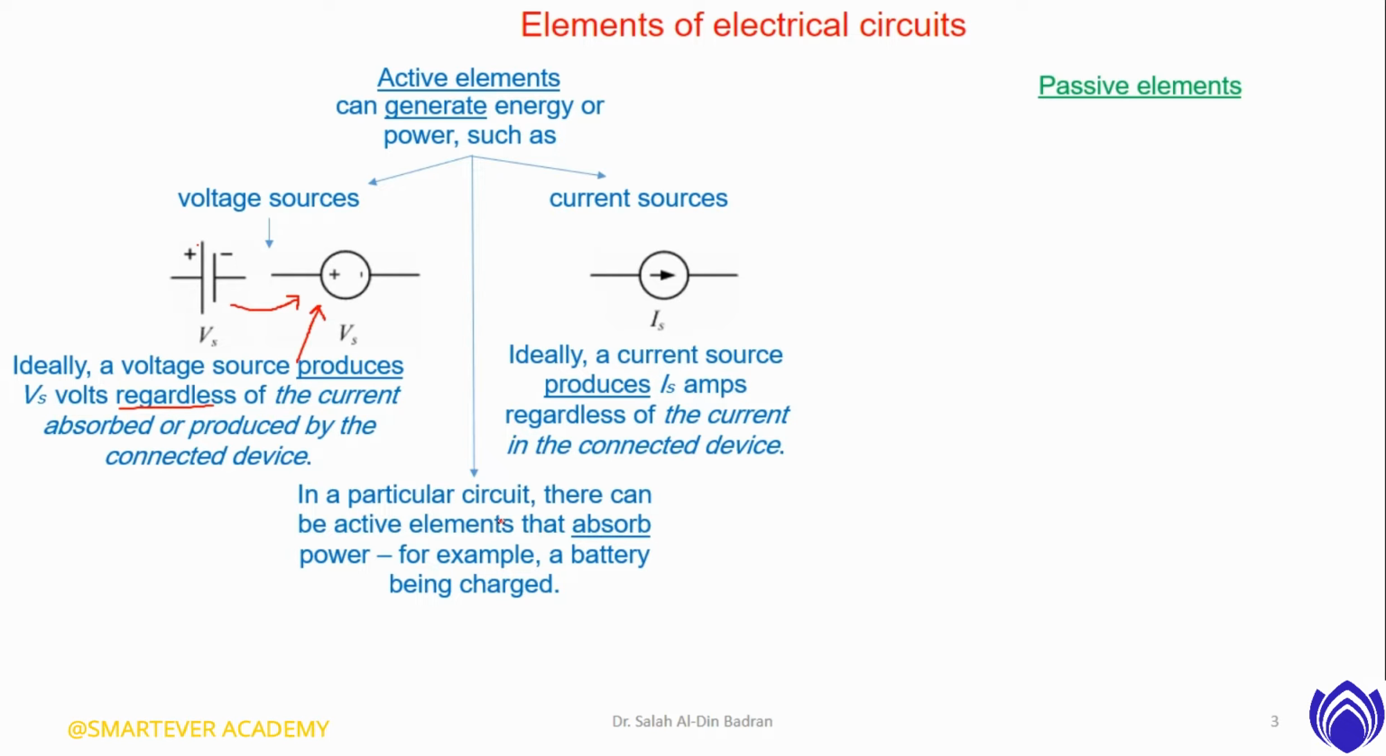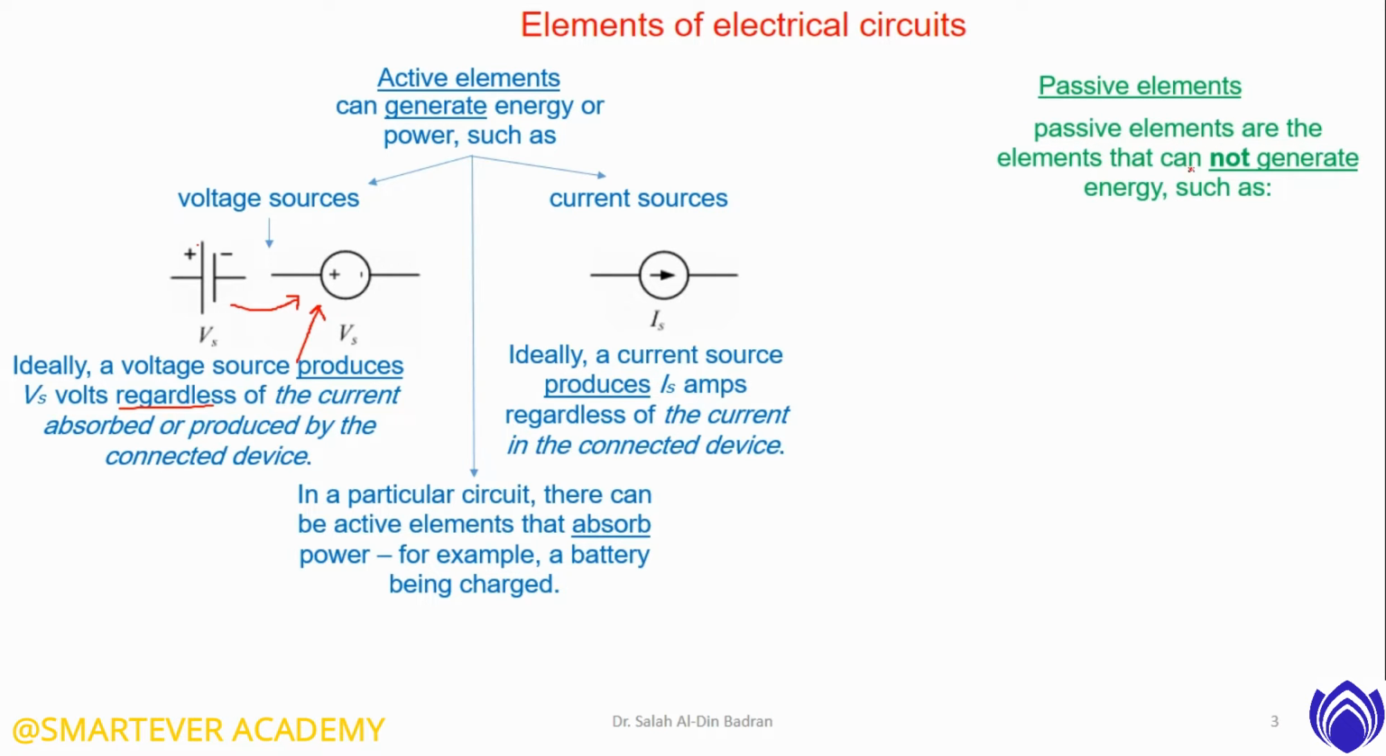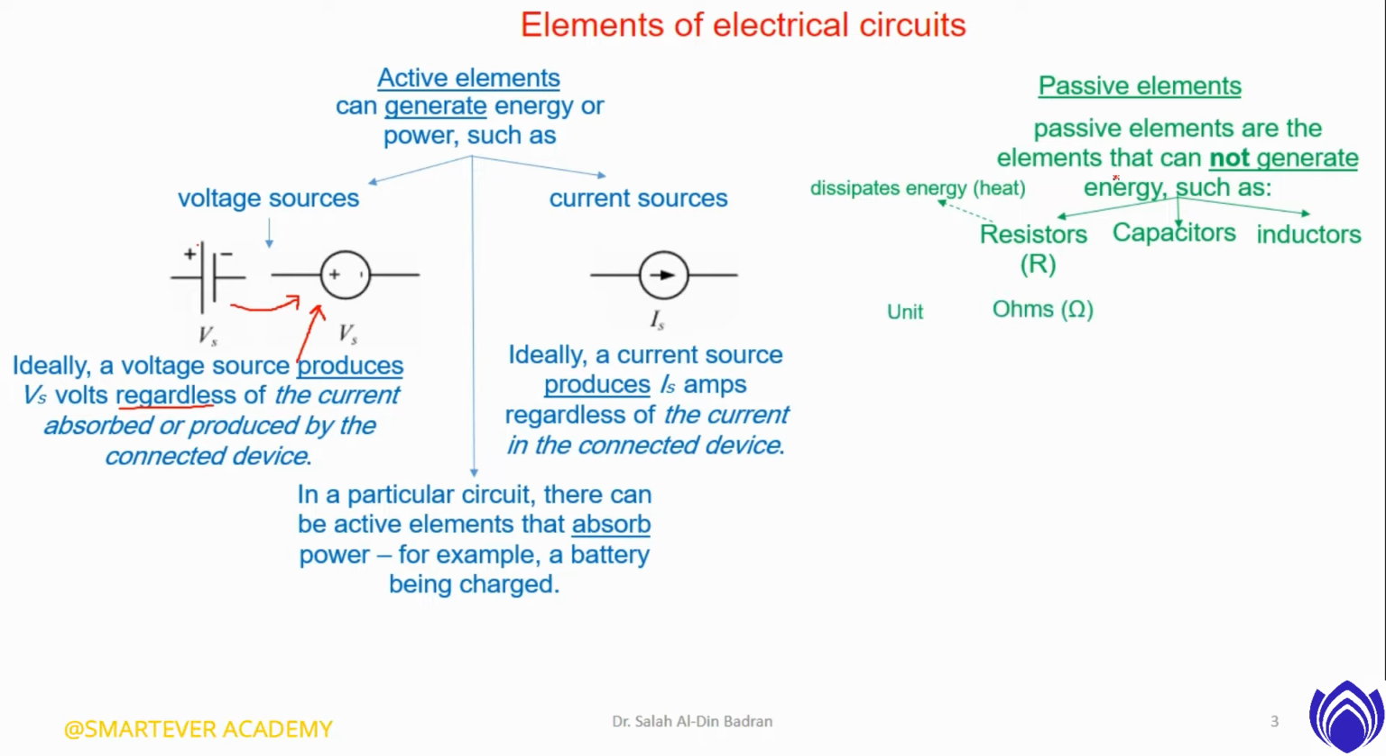In a particular circuit, there can be active elements that absorb power, for example, a battery being charged. Passive elements are elements that can't generate energy, such as resistors, which we denote as R. Resistors dissipate energy as heat. Capacitors and inductors are also passive.